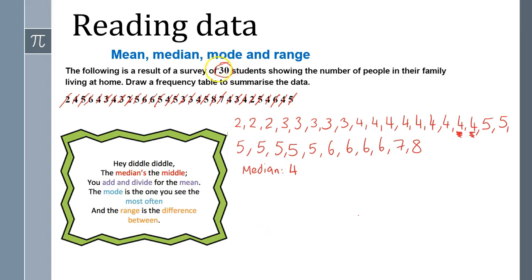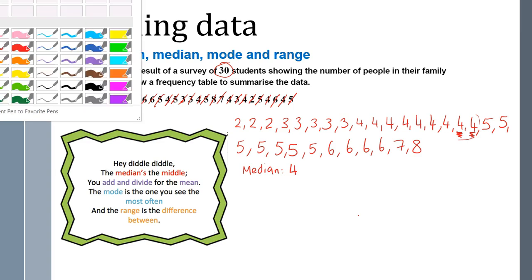If you've got an odd number of data pieces, it'll be one number. If you've got an even amount, it'll be halfway between two numbers, which is what's happened in this case. So just be careful of that. So we found our median is 4.